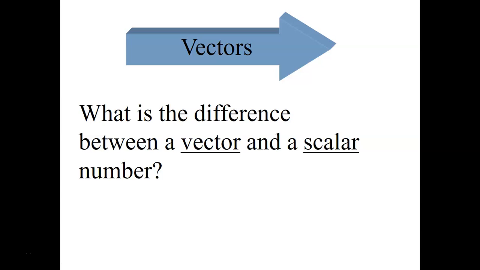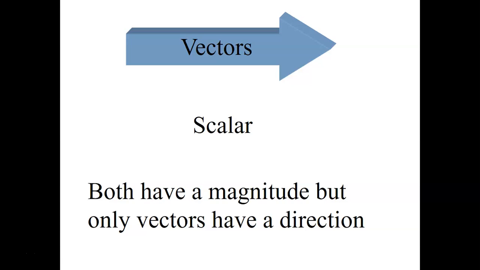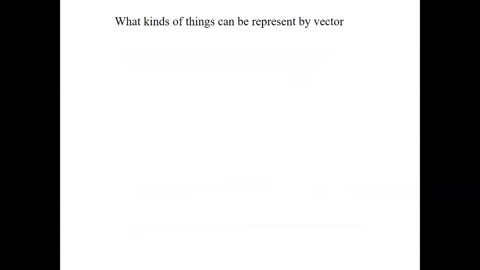So, what's the difference between a vector and a scalar quantity? Remember, a vector has something extra. It's got a direction associated with it. They both have a magnitude, but only vectors have a direction. So different things that we can represent by vectors, meaning something that's got a direction.